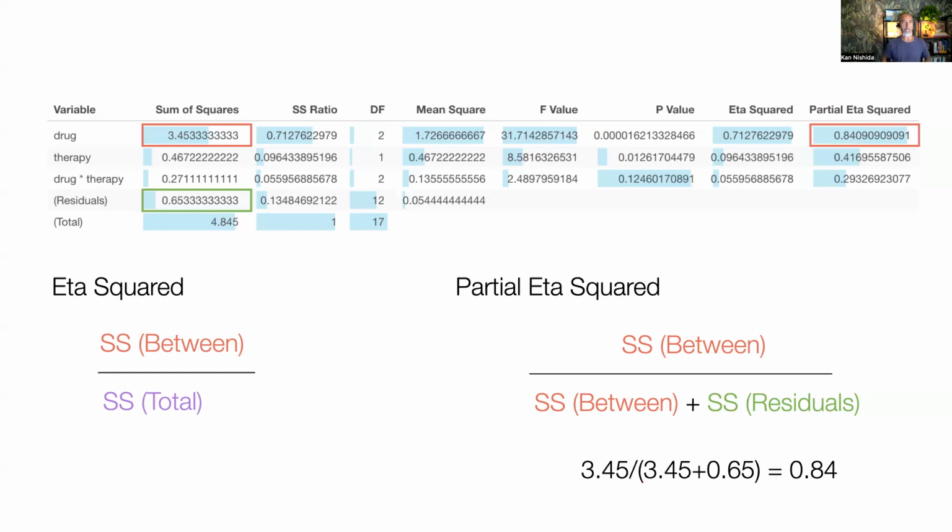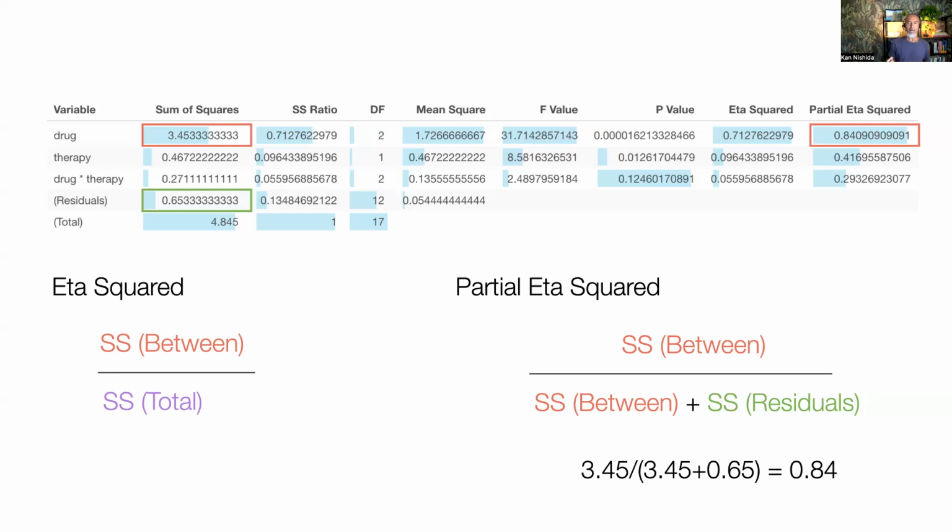So when I calculate here, it is basically 3.45 divided by 3.45 plus 0.65, and it ended up becoming 0.84. I mean, in the real calculation, you need to add more digits there, but I just simplified it. But nonetheless, it's pretty much the same number. Okay. And that's the partial eta squared.